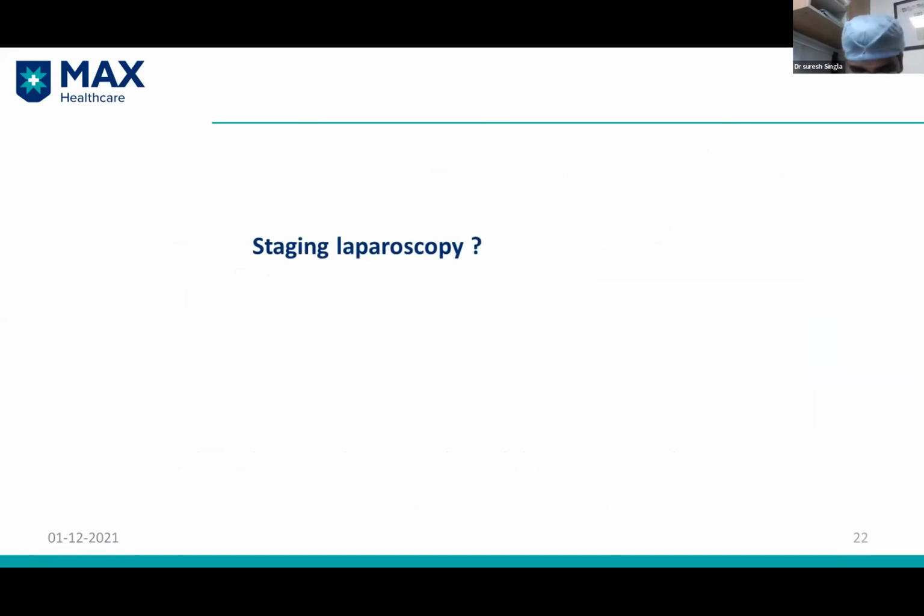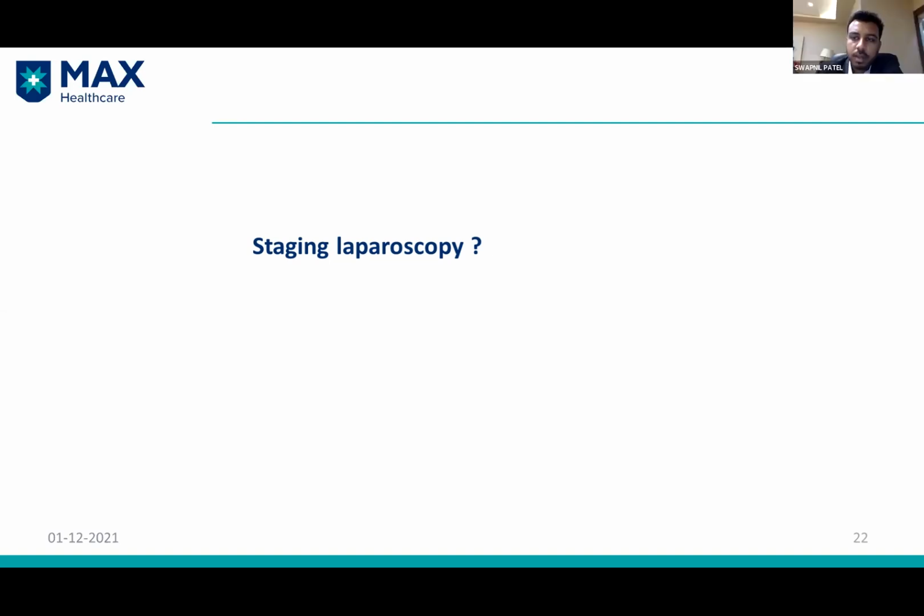So my next question to Dr. Swapnil: after making all the staging with the imaging, what will be your next step? Will you consider staging laparoscopy in cases of GBC, gallbladder cancer patients?